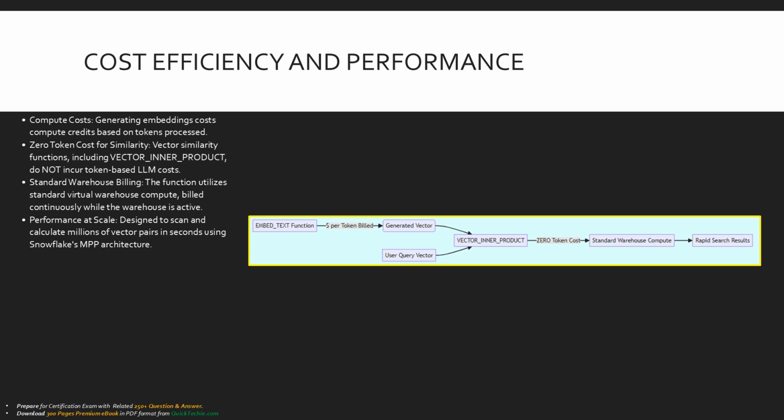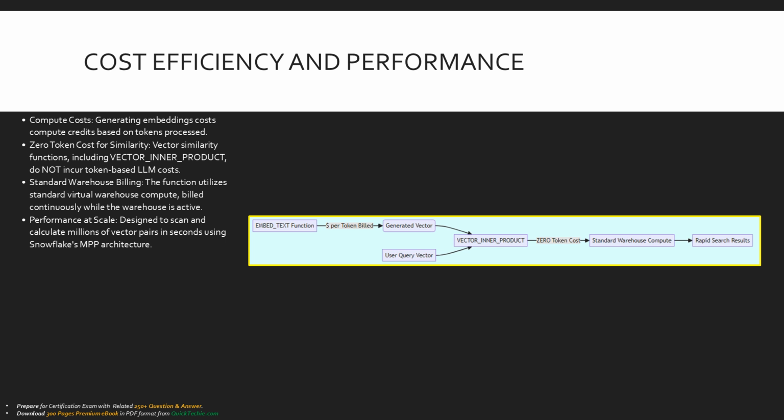Generating the actual embeddings using Cortex LLM functions incurs specific token-based compute costs. You pay for the text you embed. However, the vector similarity functions themselves, including vector inner product, do not incur any token-based LLM costs. They are mathematically pure functions executed natively by the Snowflake SQL engine.